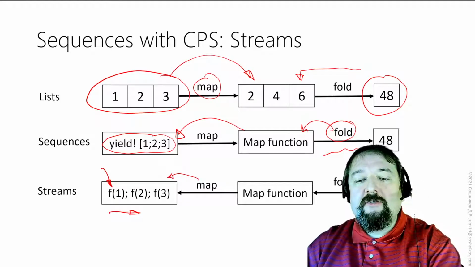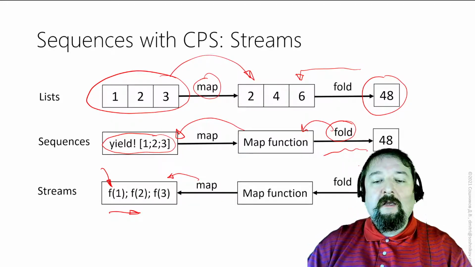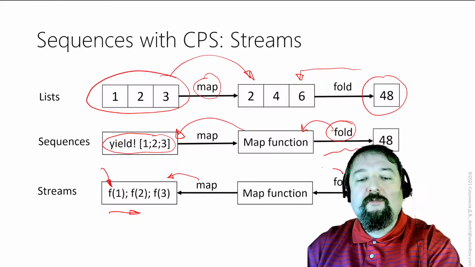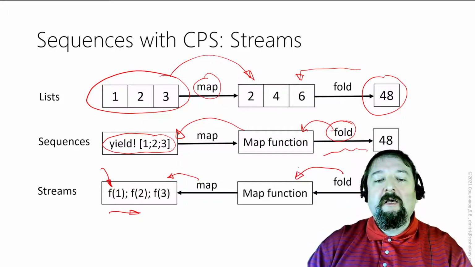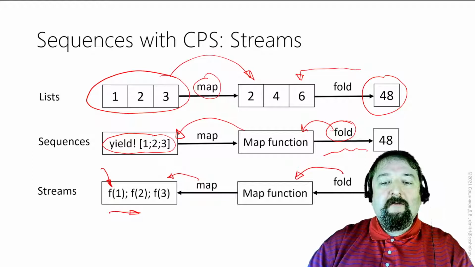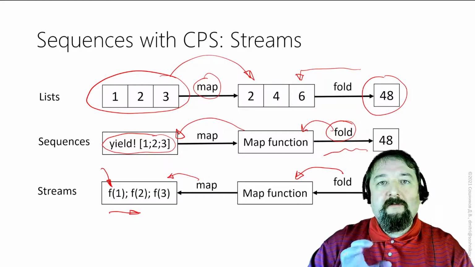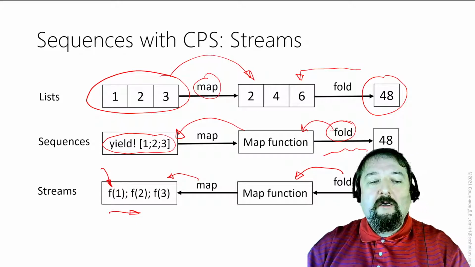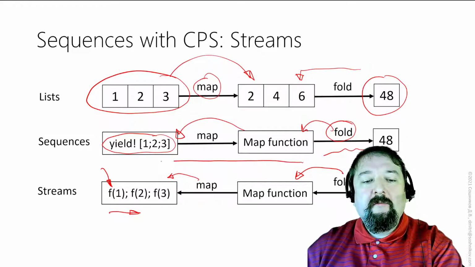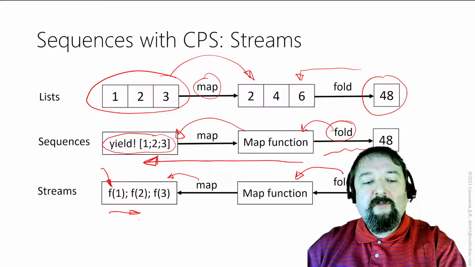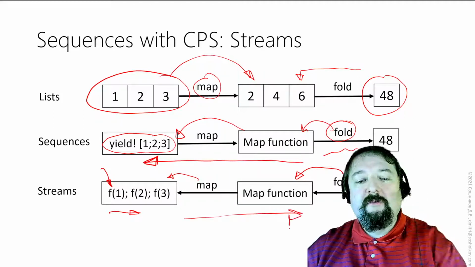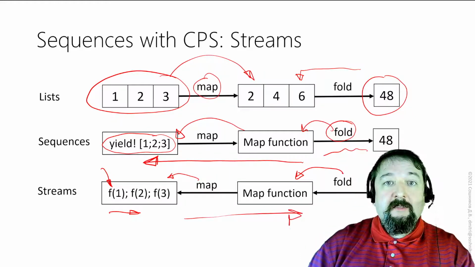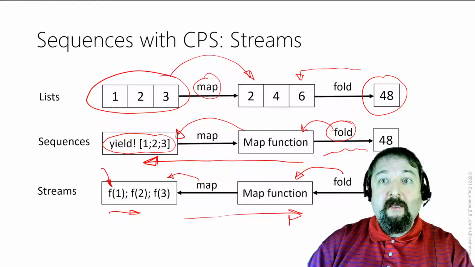So the folding function, the role of the folding function would be to provide such function to this mapping function so that we can execute this function to get the result we want. So while sequences is driven by the consumer, streams are driven by the producer in this pipeline. And let's see how can we implement this in F#.